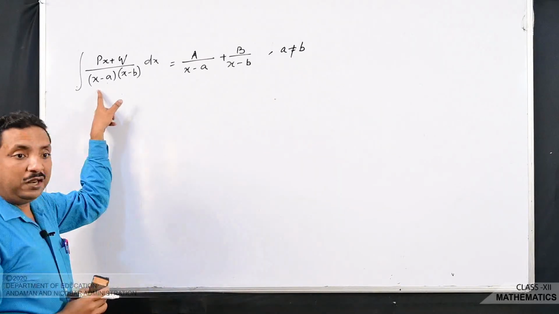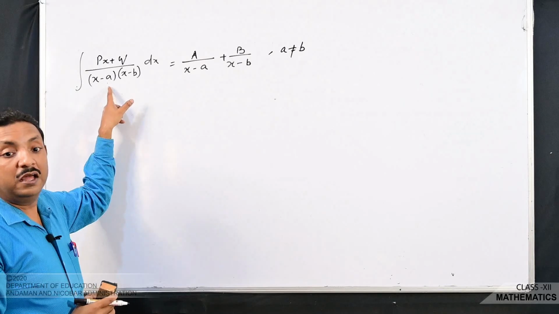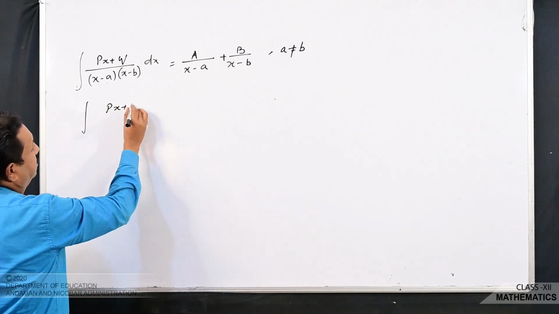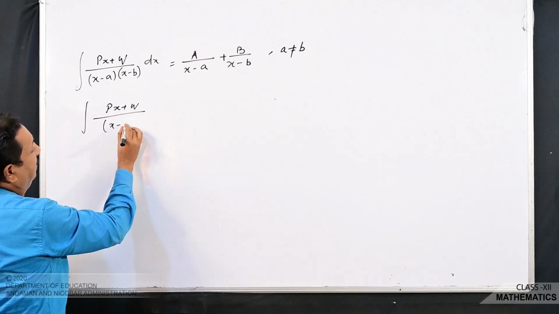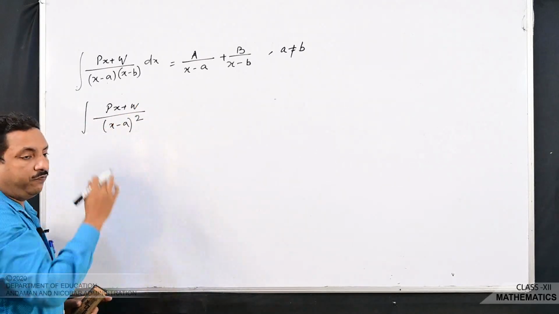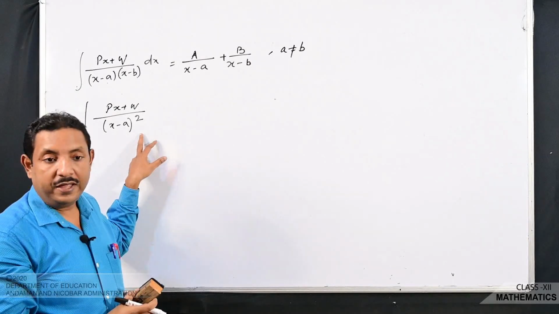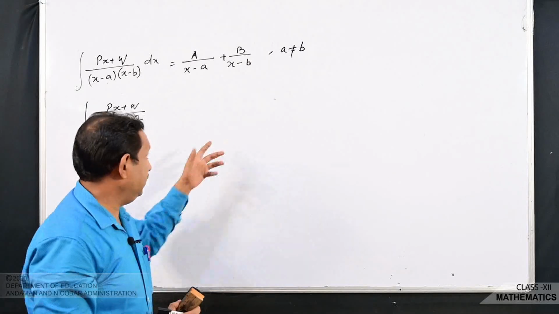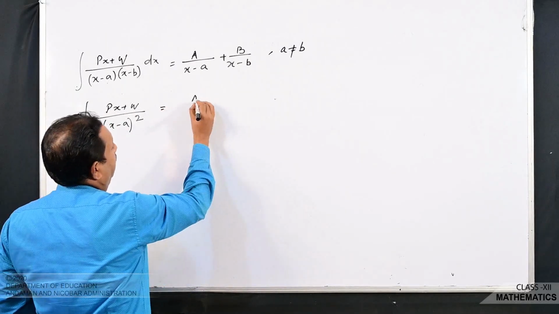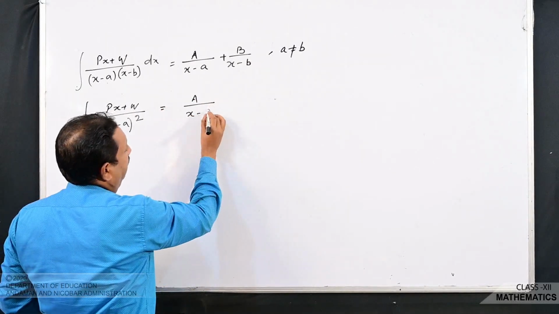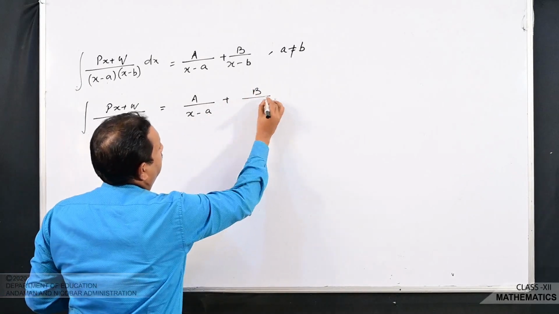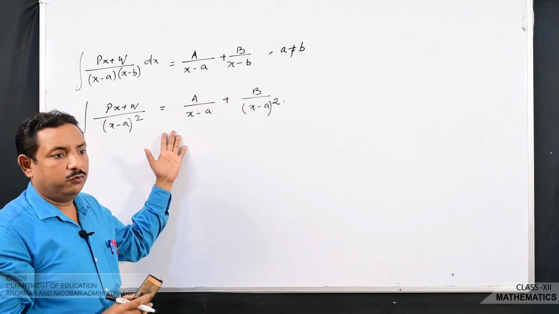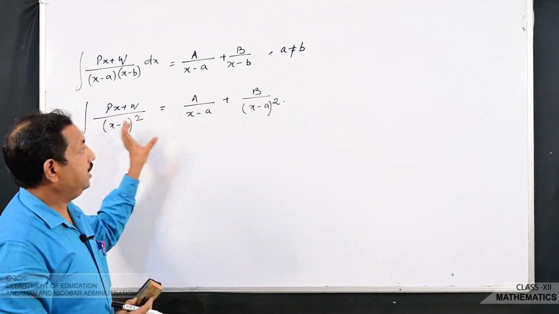But what about if this is a repeating one? That means our integration is of the form px plus q upon x minus a the whole square, so both the factors are repeating, x minus a into x minus a. What happens in this case? In this case we can take a upon x minus a plus b upon x minus a the whole square. Likewise, we can split this integrand into these two terms.